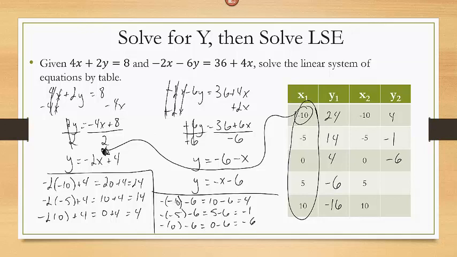What's our pattern here? We are going down by 5. Correct? So what is negative 6 minus 5? That's negative 11. Negative 11 minus 5, that's negative 16.